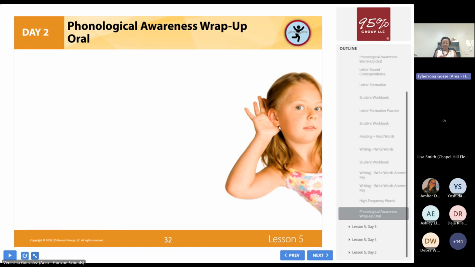Now we're going to practice blending syllables to make a word. Let's review the instructions. I'll say the first syllable and you repeat it. Next, I'll say the last and you repeat it. Then tell me the word. Ready? You're repeating it after me each time.